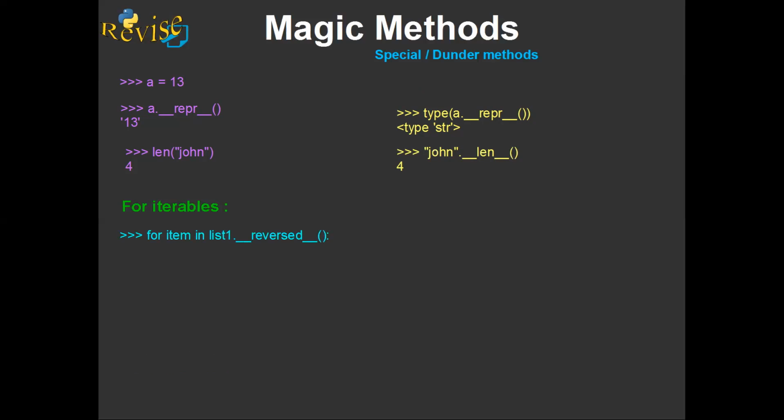In iterables such as a list, we have the reverse method. For reversing a list, you print the data, and you get the list printed from 4, 3, 2, 1.